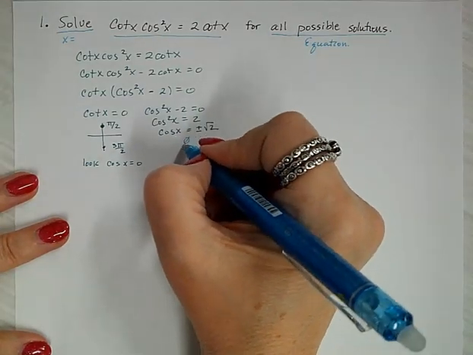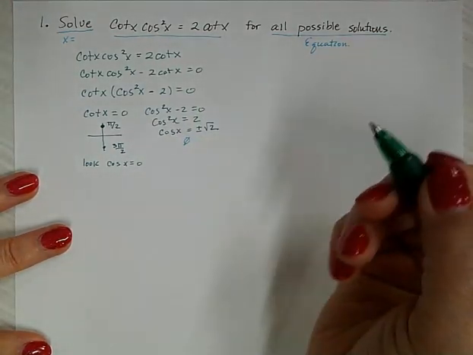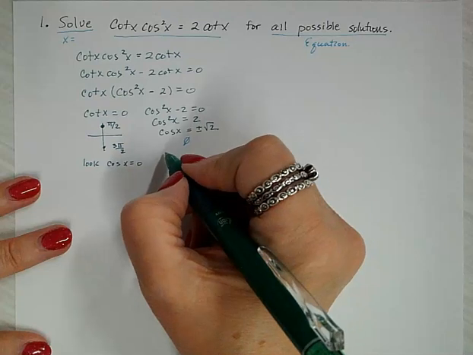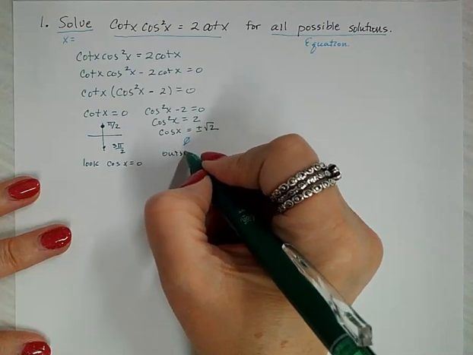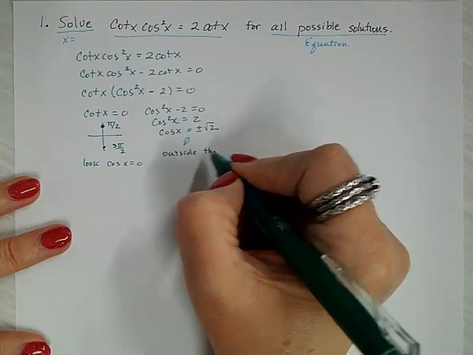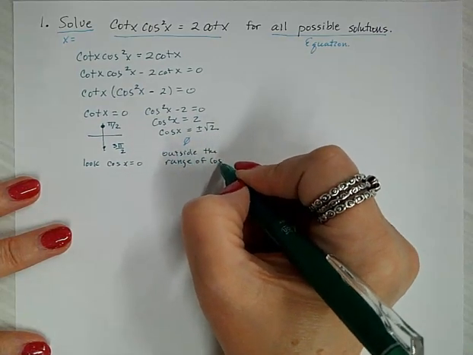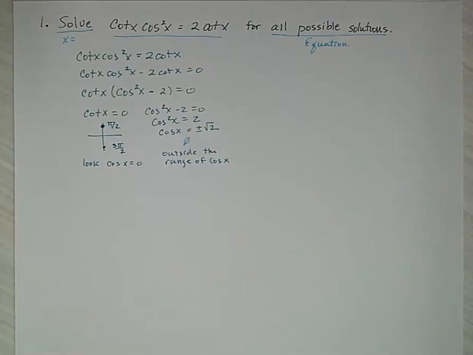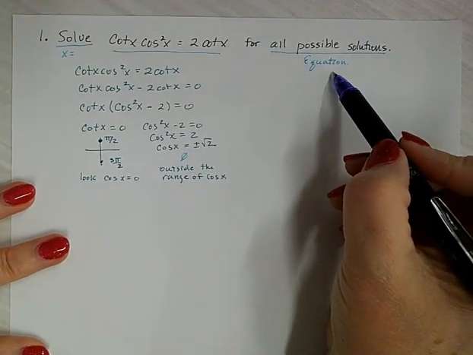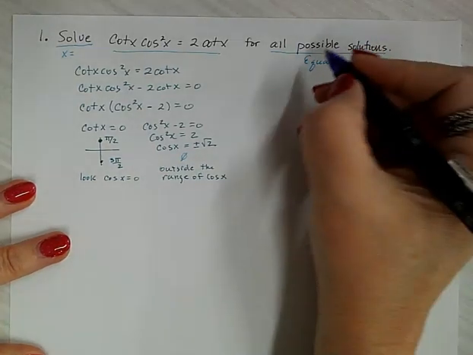So I'm going to use my empty set, and then I'm going to say that this is outside the range of cosine of x. So then when I get to the point of actually listing what my solutions are, remember I listed that my solutions should look like an equation.